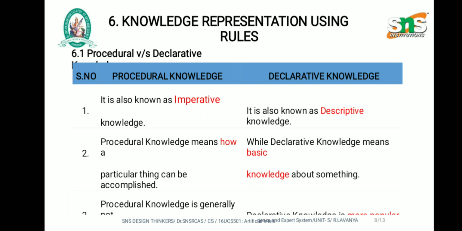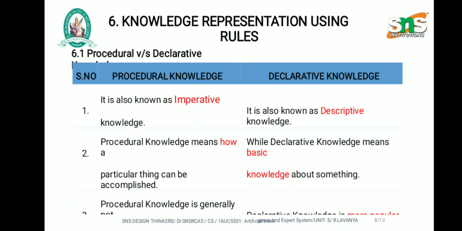The tabulation always gives a clear difference between procedural knowledge and declarative knowledge. The first one: procedural knowledge, also known as imperative knowledge, and declarative knowledge, also known as descriptive knowledge. Second, procedural knowledge means how a particular thing can be accomplished, while declarative knowledge means basic knowledge about something. So the second one shows how a particular thing can be accomplished, and basic knowledge about something is what we need in declarative knowledge.